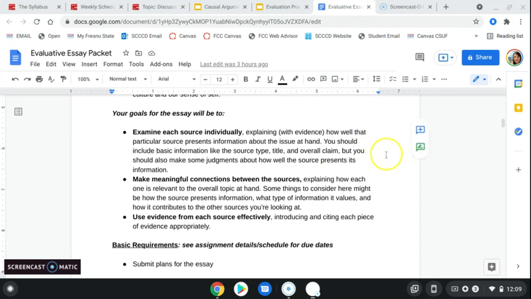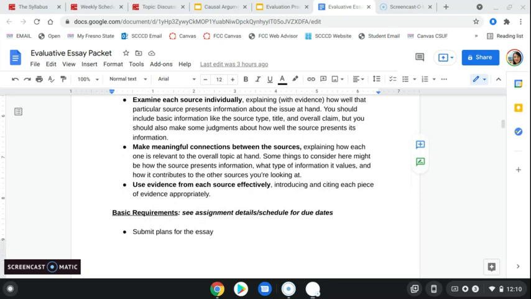So, how persuasive is it? What kinds of rhetorical moves does it make that make it either a persuasive argument or maybe detract from its persuasiveness in some ways? You should also be making meaningful connections between the sources. So we want to explain how each one is relevant to the overall topic at hand, but we also want to look at how they build on and react to similar issues between those sources. So you should be making some connections and doing some synthesis here as well.